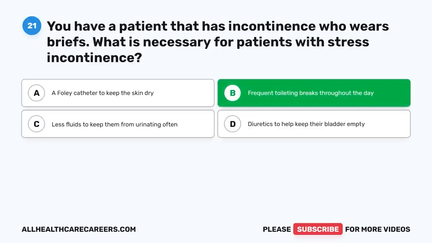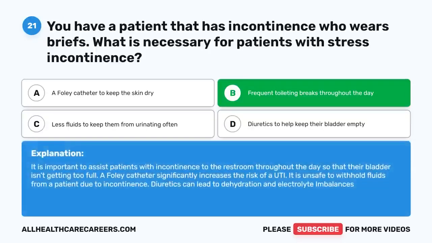Frequent toileting breaks throughout the day. It is important to assist patients with incontinence to the restroom throughout the day so that their bladder isn't getting too full. A Foley catheter significantly increases the risk of a UTI. It is unsafe to withhold fluids from a patient due to incontinence. Diuretics can lead to dehydration and electrolyte imbalances.